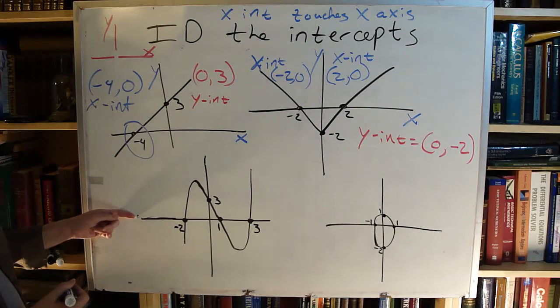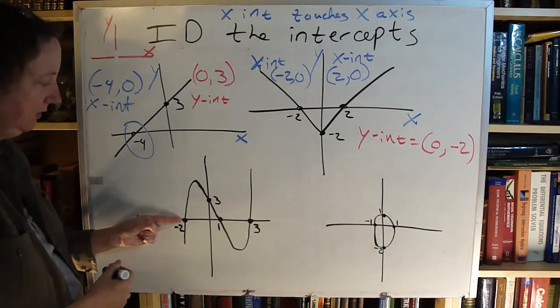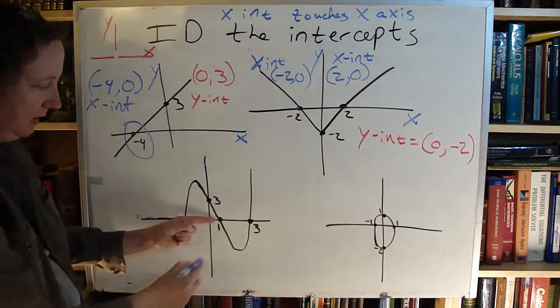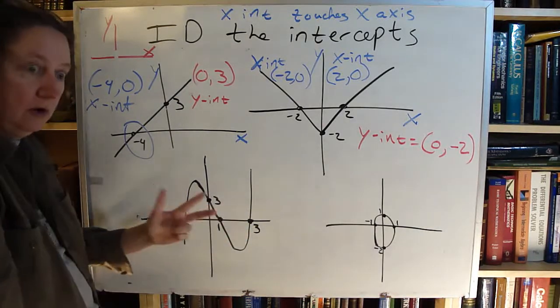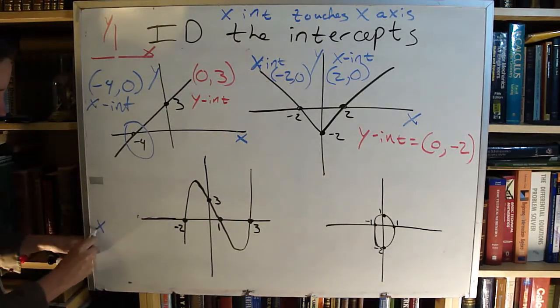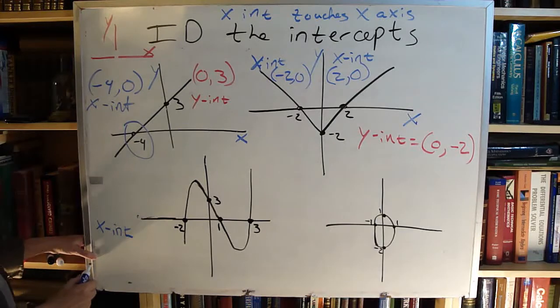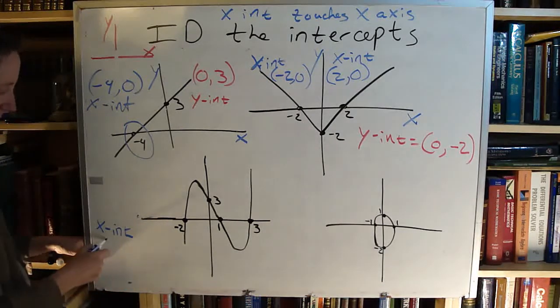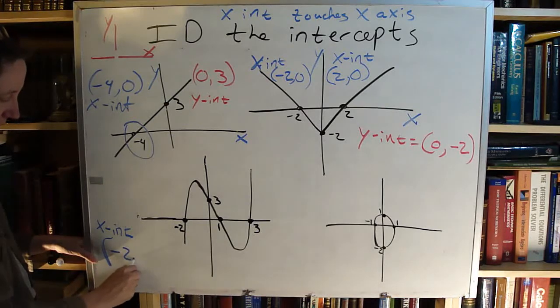Third example, x-intercept. So I have my x-axis, it hits it once, hits it a second time, hits it a third time. So here I have three x-intercepts. My first one, the y value is 0, the x value is negative 2. So I have negative 2, comma, 0.